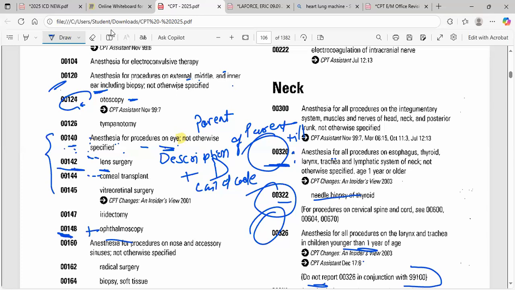So, ma'am, what you are telling is 00140 is the parent code, and starting from 00142 to 00148 is the child code. Is that what you're trying to explain? Yes, yes. Okay, understood.